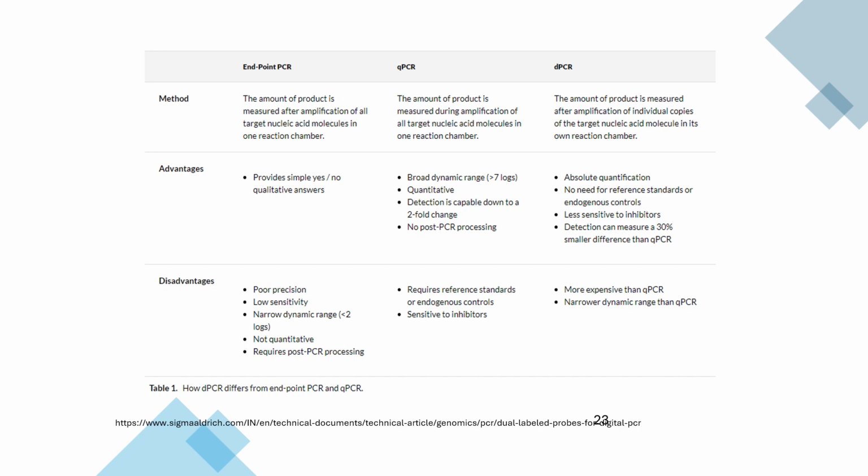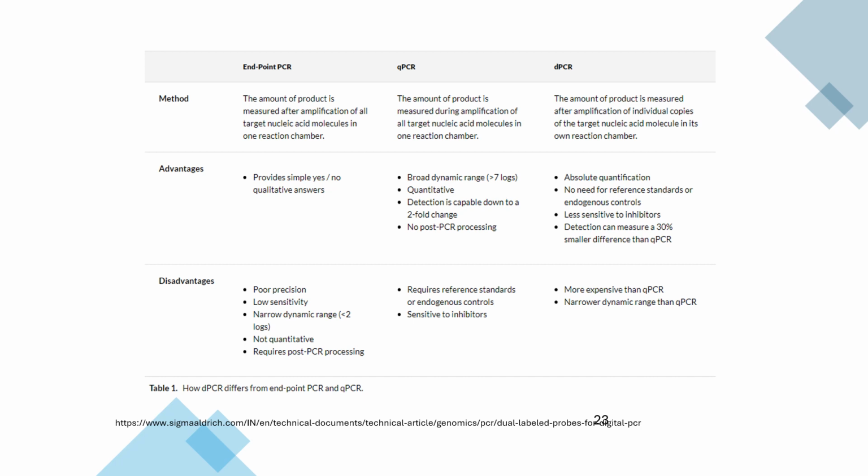Advantages of endpoint PCR is that it provides simple yes-no qualitative answers. Advantages of qPCR is that it is active over a broad dynamic range of approximately 7 logs. It is quantitative in nature. Detection is capable down to a two-fold change, and there is no post-PCR processing. In case of ddPCR, it is an absolute quantification. There is no need for reference standards or endogenous controls. It is less sensitive to inhibitors. Detection can measure a 30% smaller difference than qPCR.